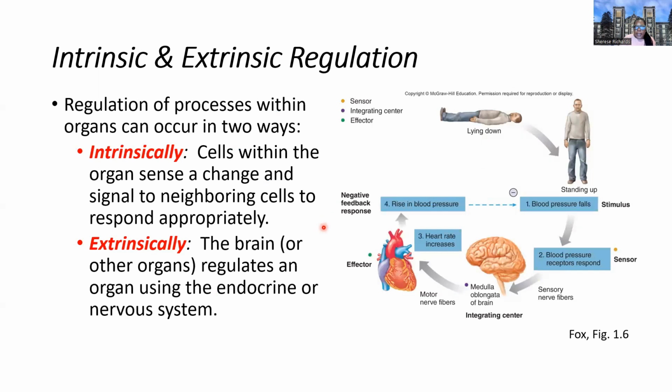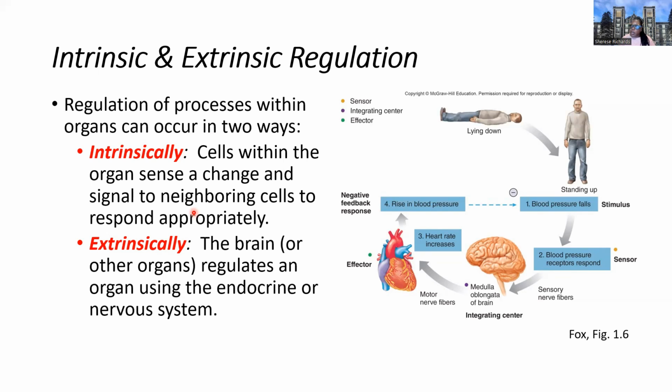All right. Let's think about intrinsic and extrinsic regulation. This is getting into what we described about the integrating centers and the loop of communication that allows for homeostasis. So there's a regulation of the processes within our various organ systems, and that can be brought about in 2 ways. Intrinsically means that cells inside the organ are responsible for some type of change. This is usually by way of local signaling factors.